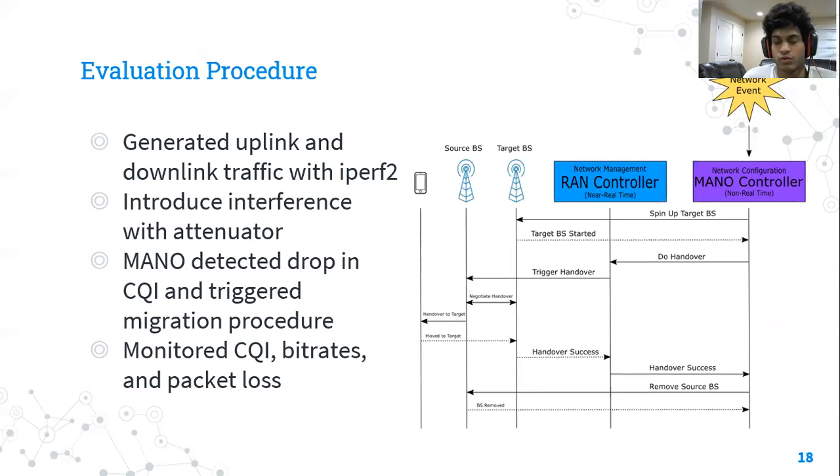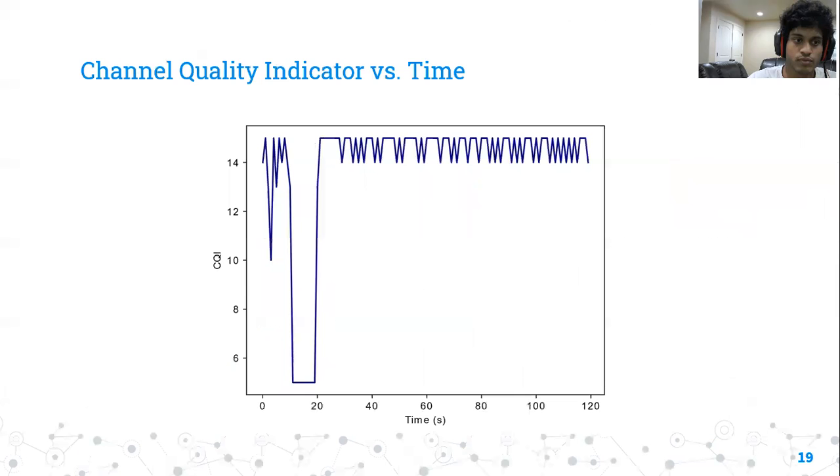So our evaluation procedure was fairly simple. We generated uplink and downlink traffic with the iPerf2 network tool. We then introduced interference in both the uplink and downlink directions with an attenuator. And then when the microcontroller detected the drop in CQI, it triggered the migration procedure, and we just monitored the CQI, the bit rates, and the packet loss during this procedure.